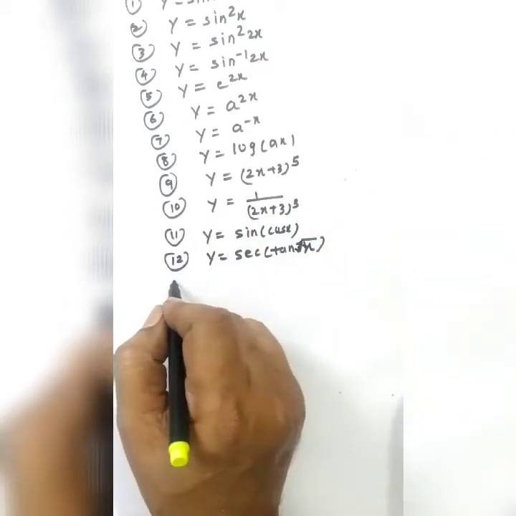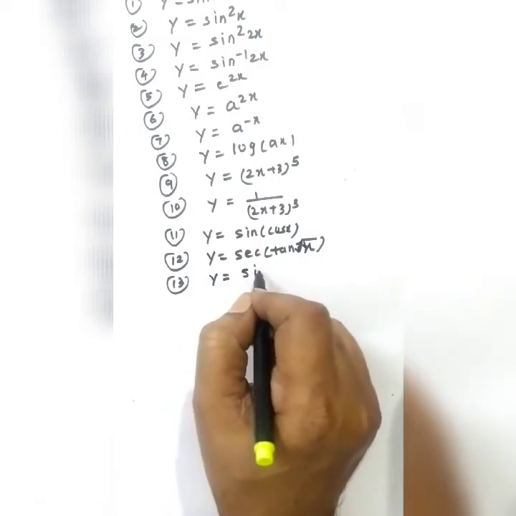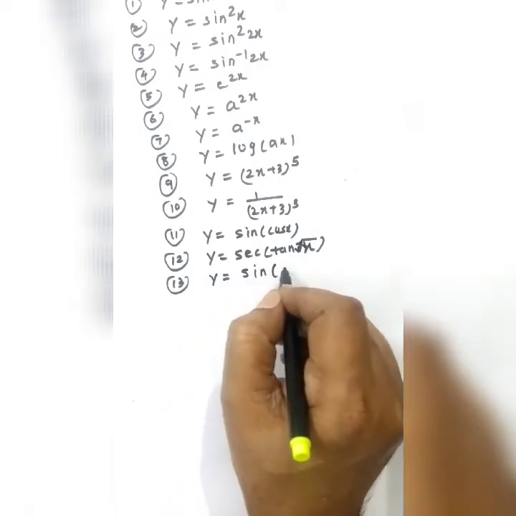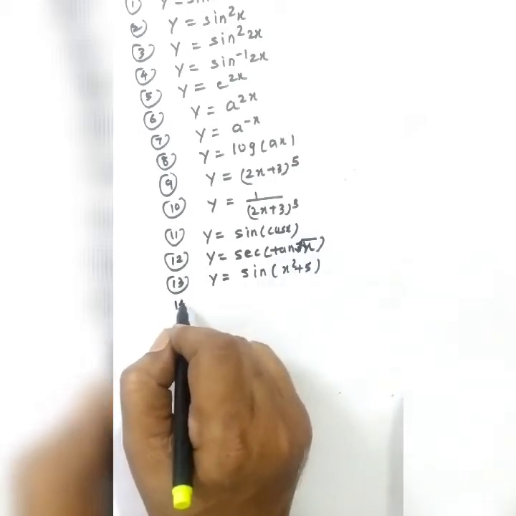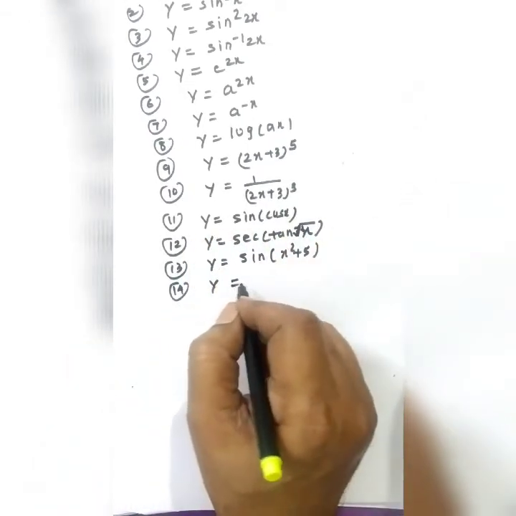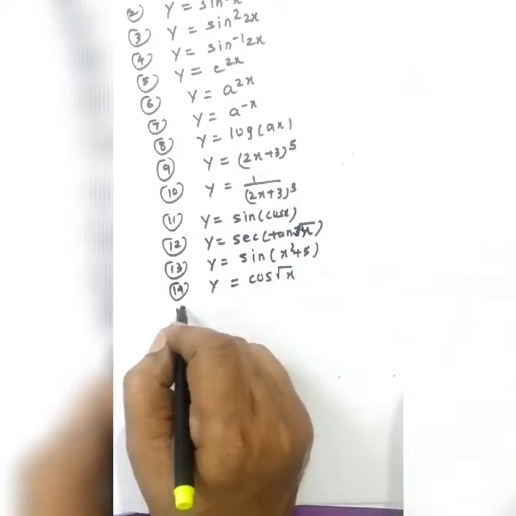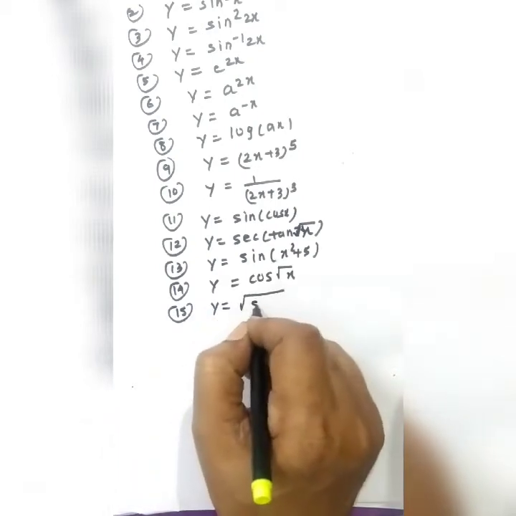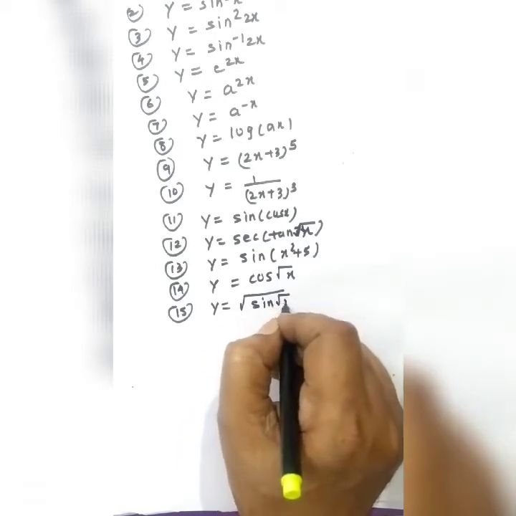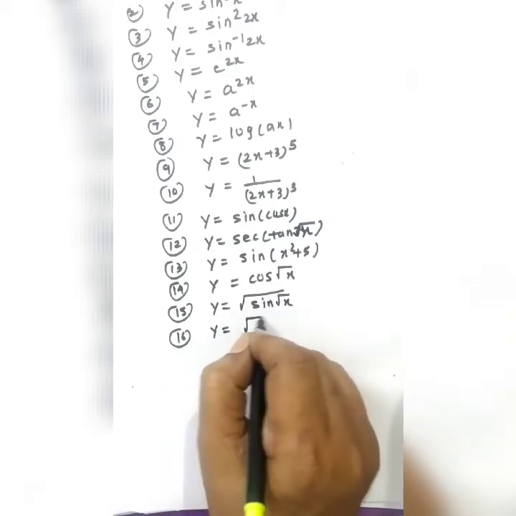y equals sine of (x square plus 5), y equals cos of root x, y equals root of sine of root x, y equals root of (x square plus 5).